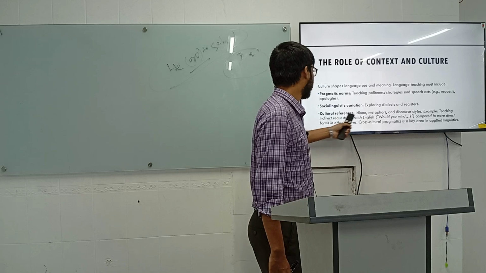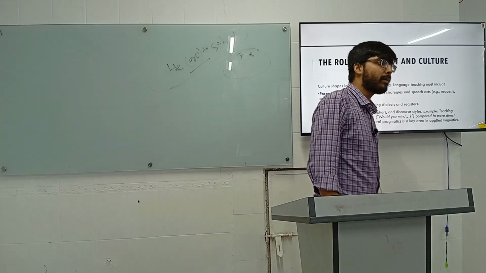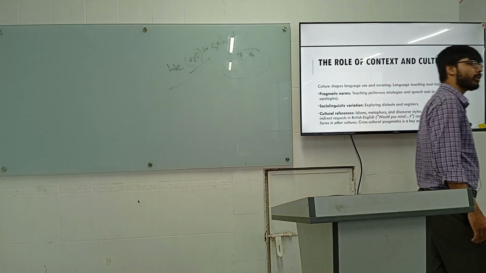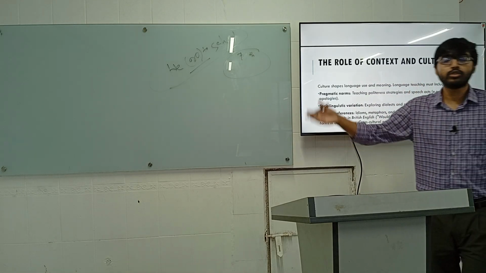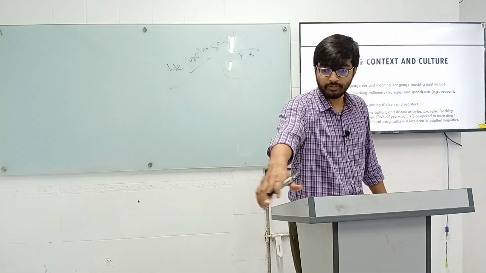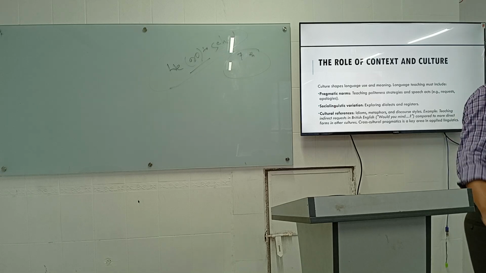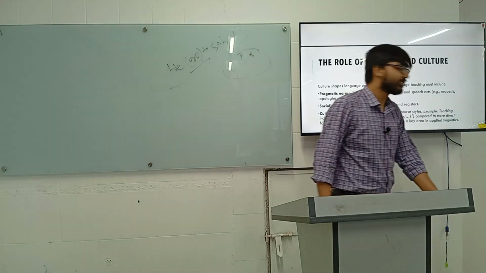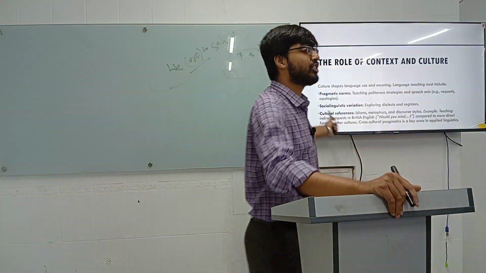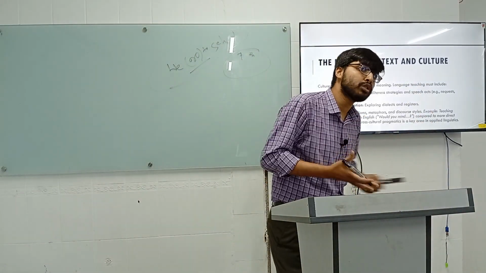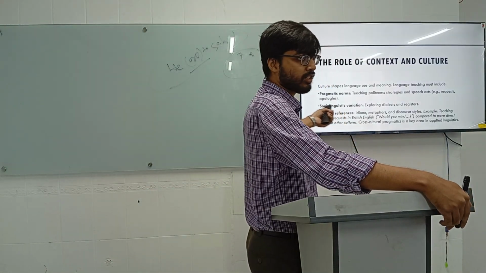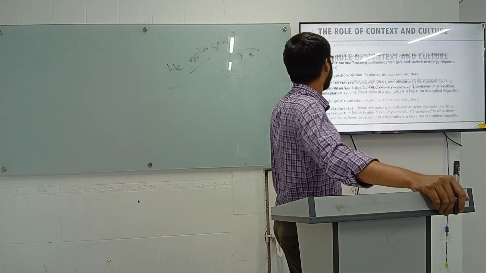Example, teaching indirect requests in British English. Would you mind? Would you mind joining us? That means, please join us, basically. Would you mind doing that? Would you mind having a cup of tea? Would you mind coming? Would you mind putting down? Thank you. So this is a cultural reference. In their culture, they used to speak in that particular manner. Clear? Okay. The role of context and culture is very important for your midterms also. Not definitely for the final.